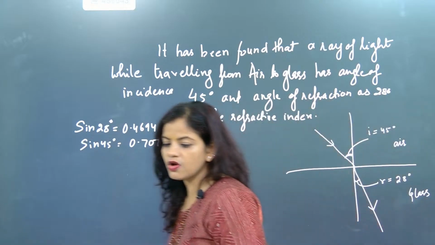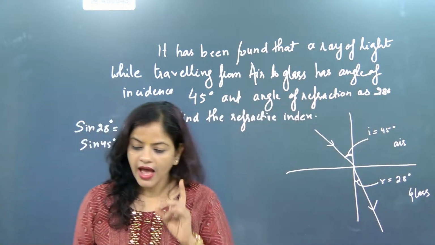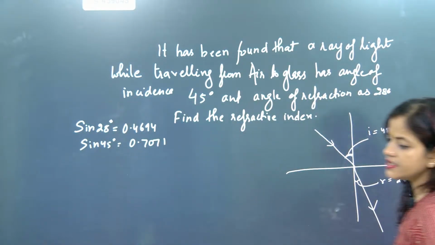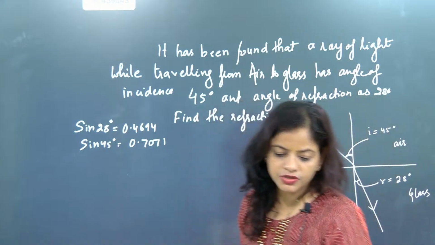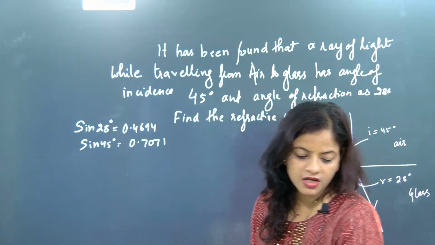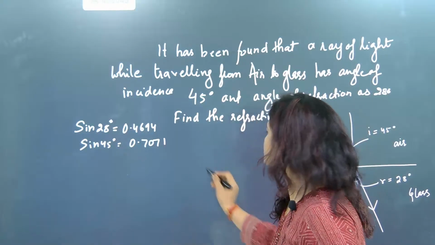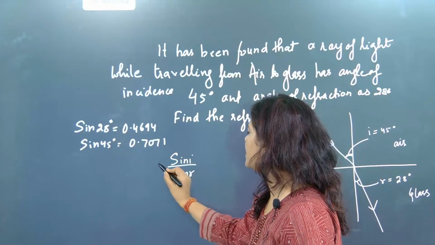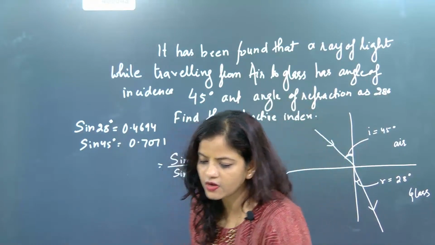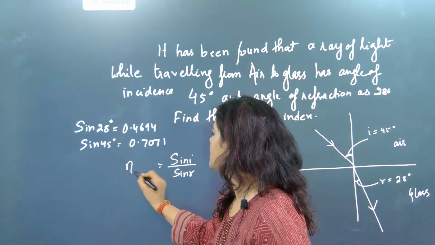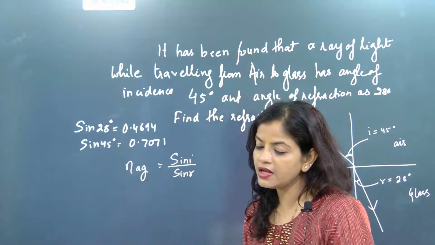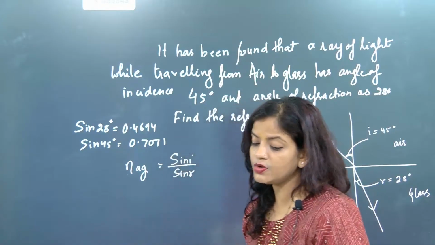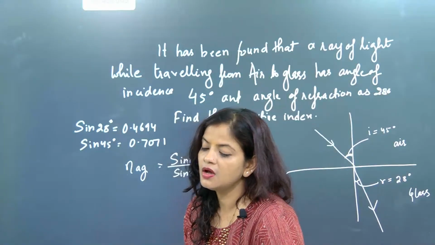The angle of incidence and angle of refraction are given. Children, listen very carefully. Now we have to just use Snell's law. So what is our Snell's law, beta? Refractive index is sine I by sine R. All values are given, so come on, give me the value. The light is traveling from air to glass, so the refractive index is 1.50.